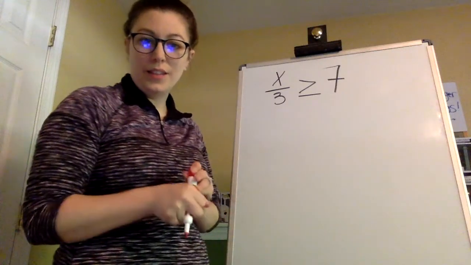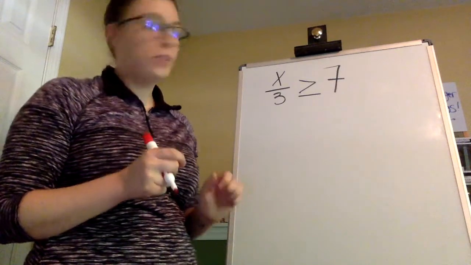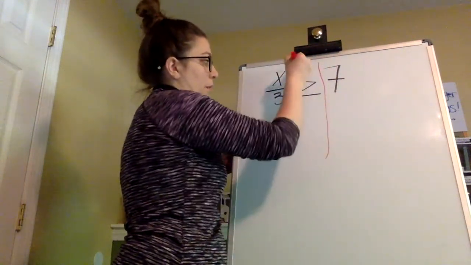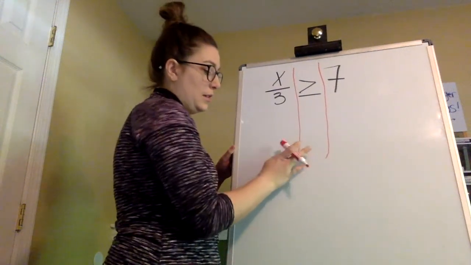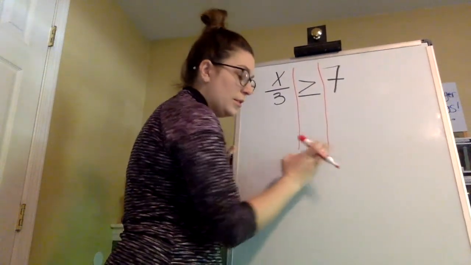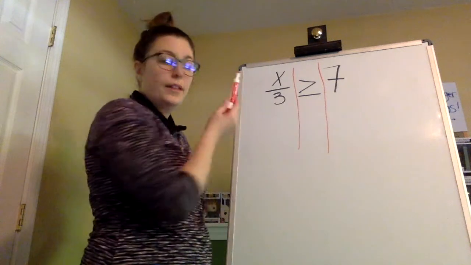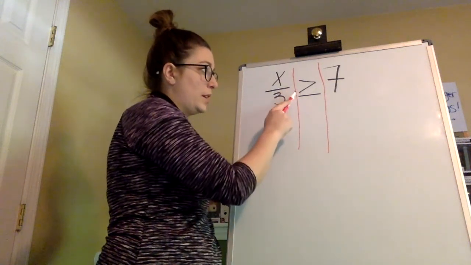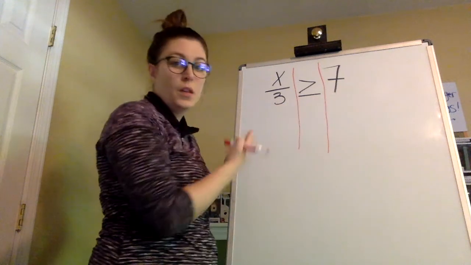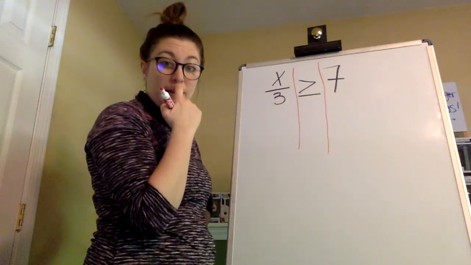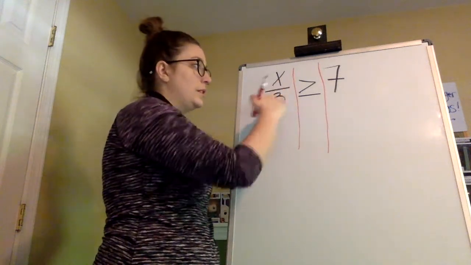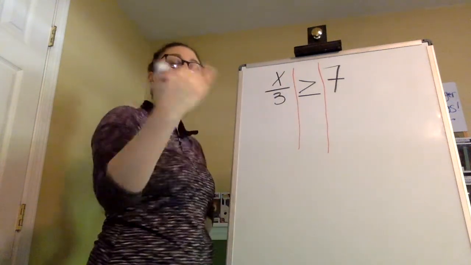So here's another one. This one is a little bit different. We are using a different operation here. So we are going to draw our railroad tracks like we normally would. Right, and then we have x divided by 3 is greater than or equal to 7. Our variable is on the left-hand side, so that's good. But we have to figure out this is what's being done, so now we have to undo it.